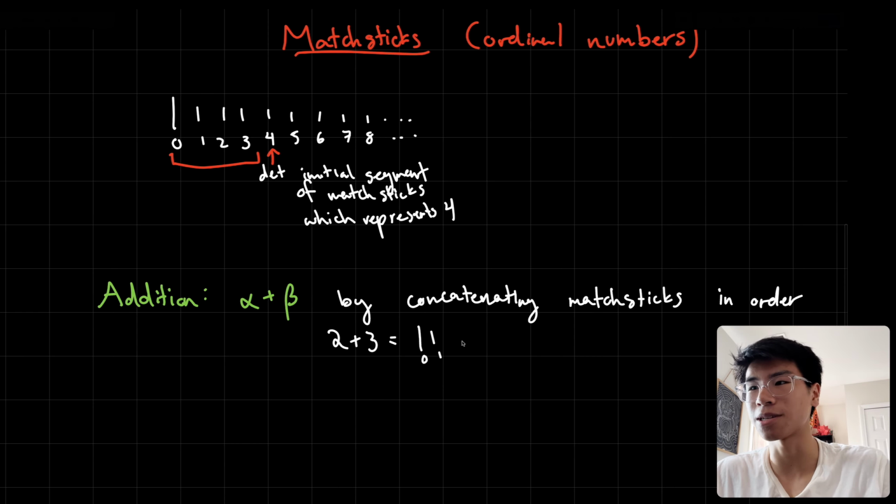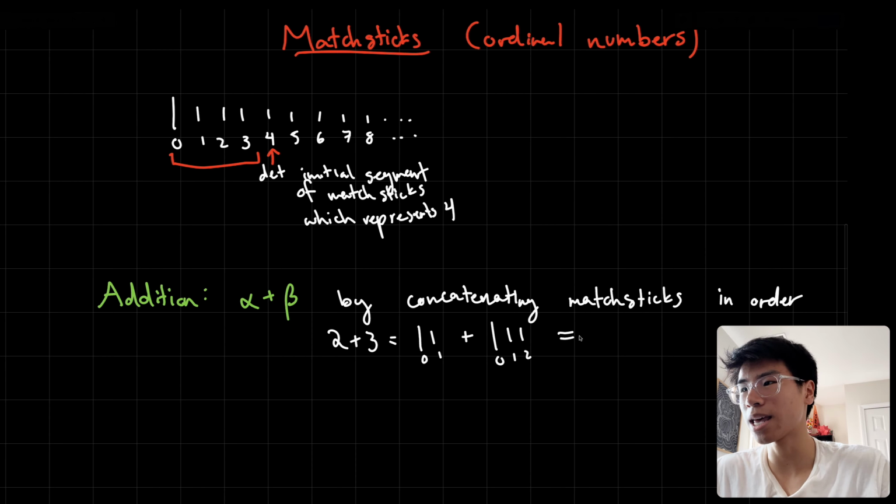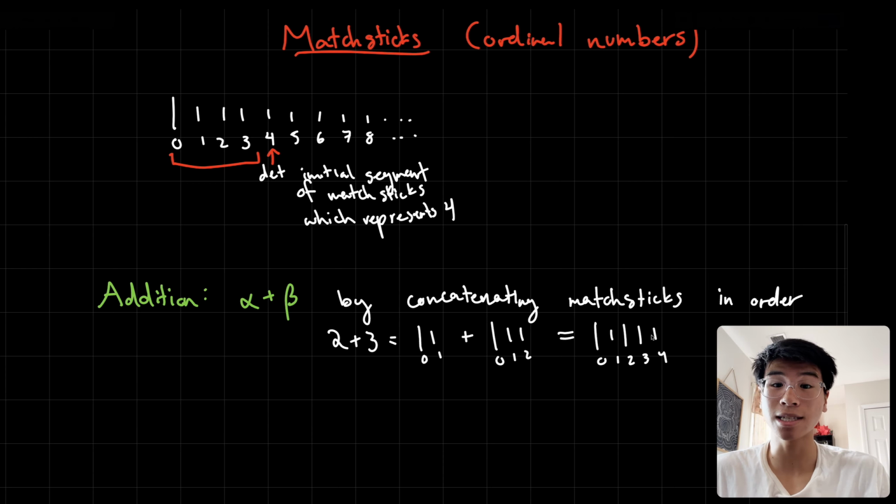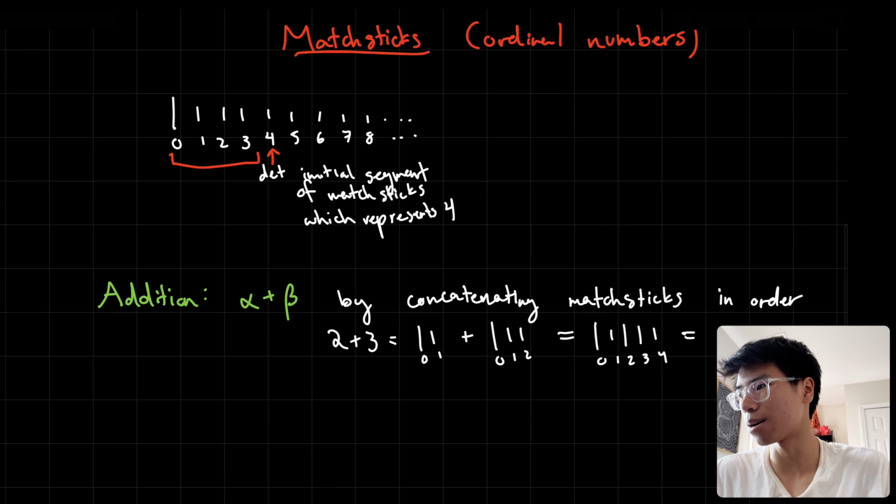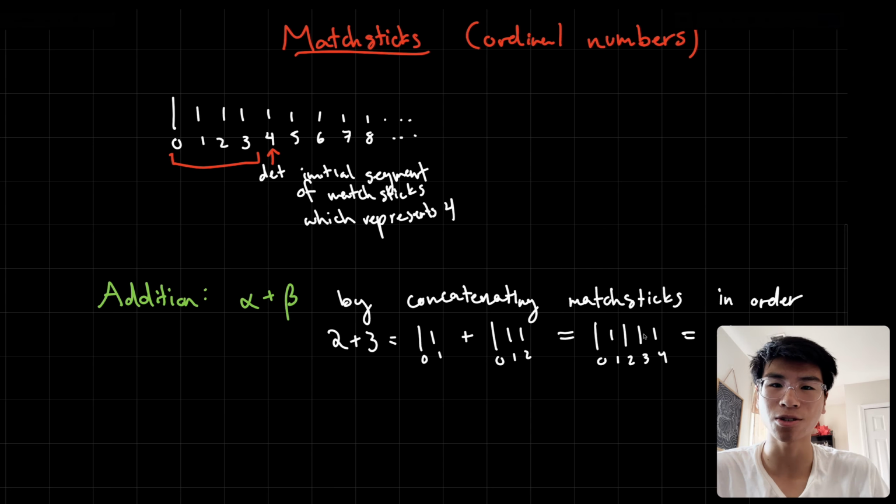I could use their matchstick representations. So I have 0 and 1 for 2, and then for 3, I have 3 matchsticks. And when I concatenate them together, I get 5 matchsticks. But when I put them in order, it's actually the set of matchsticks which represents the number 5. This is the initial segment determined by 5. So cool, we have addition.